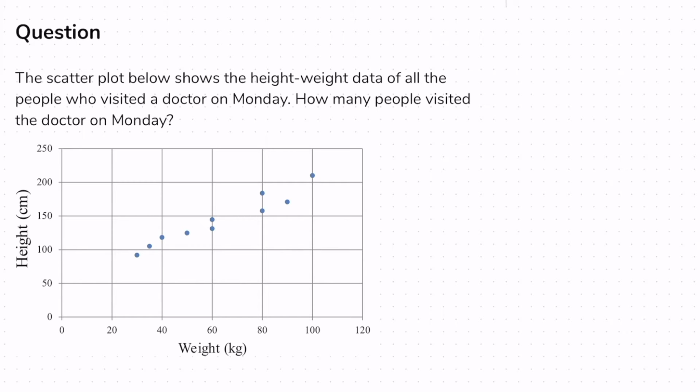Now a scatter plot, sometimes called bivariate data because there's two variables, is often presented in a scatter plot. So the helpful thing to know is that each of the points is a point of data. Right, so this is looking at people who have visited the doctor and their heights and their weights. But each individual dot, remember, that's a person. So there's 1, 2, 3, 4, 5, 6, 7, 8, 9, 10 people, which is actually what the question is. How many people visited? Well, 10 people.